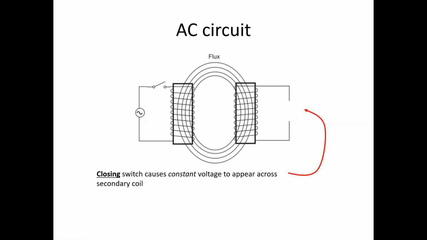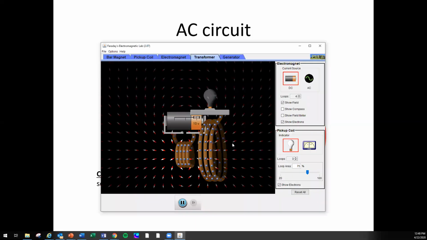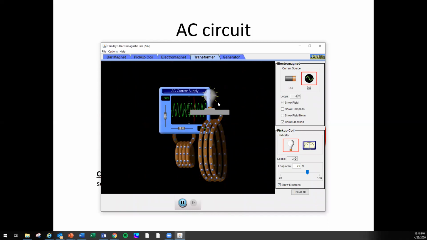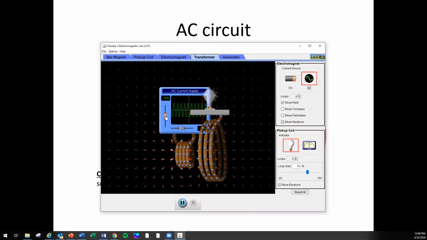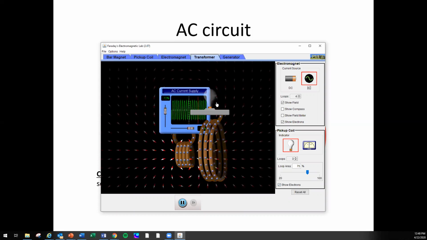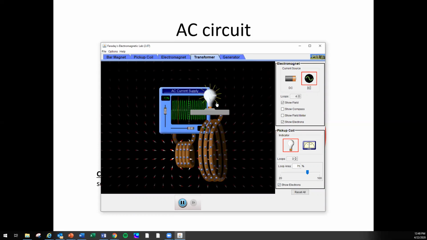So let's look at our animation again. Let's change this to an AC source. Notice that the light almost appears as though it's constant in its illumination. If I increase the frequency, as in how many cycles per second we get, at a certain point, we will no longer be able to visually see that the light is blinking.